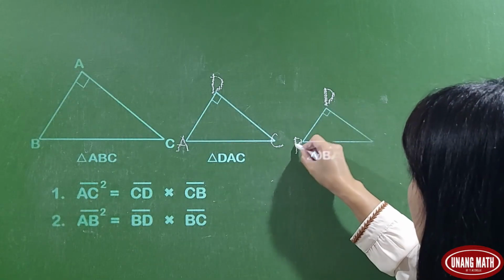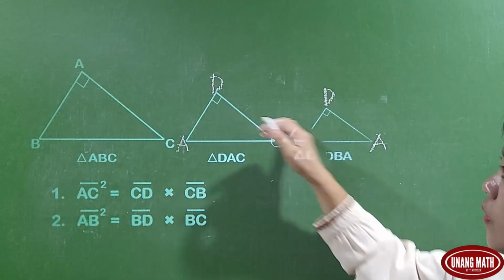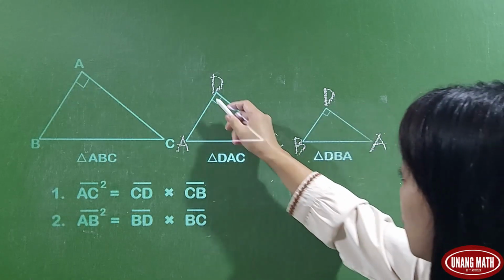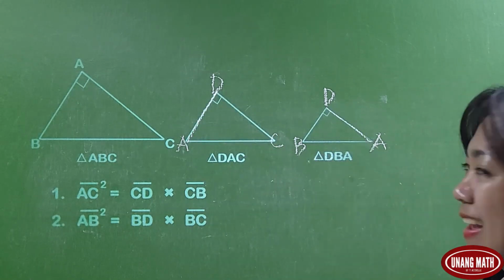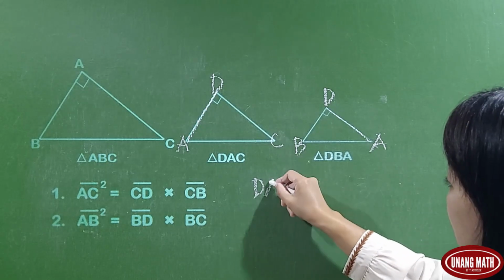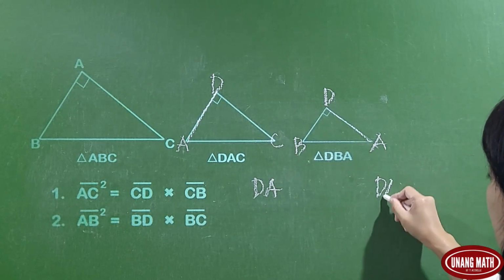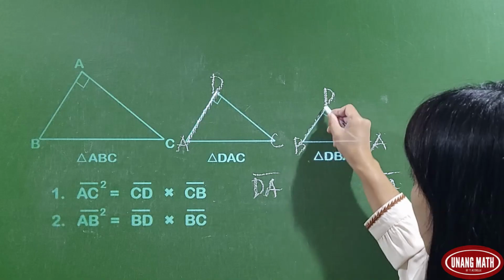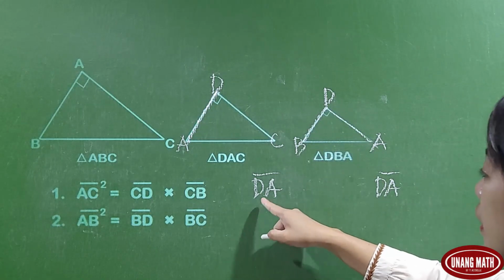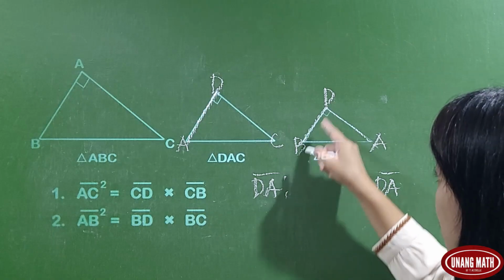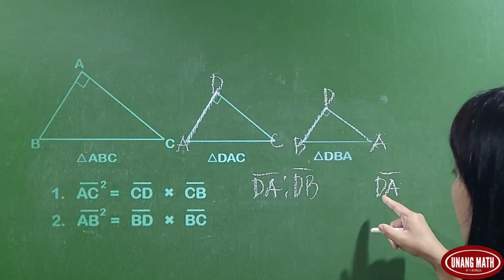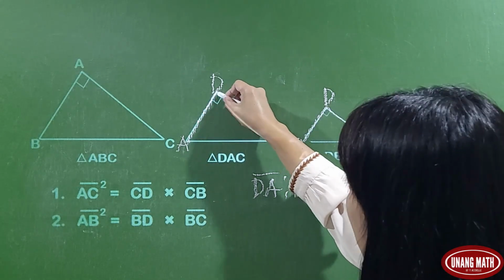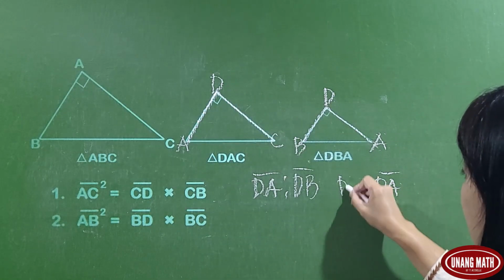DAC, this is DBA. If we're going to look at these two right triangles, the common side would be DA. So, DA, and here is DA. This side corresponds to this side in this right triangle. So segment DA is to segment DB. What about this side? This side corresponds to this side, segment DC.